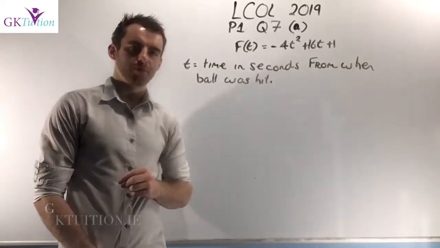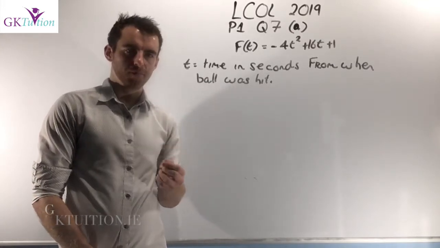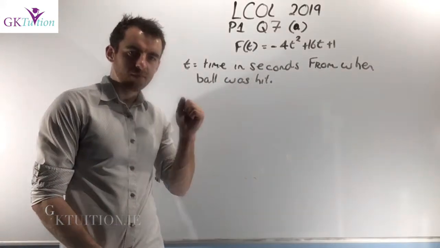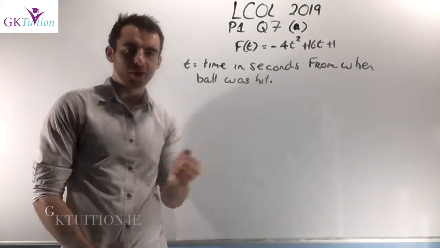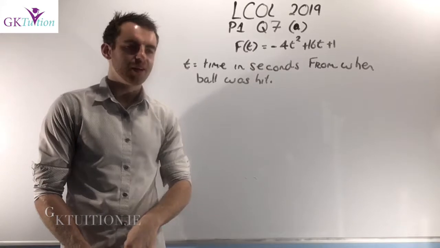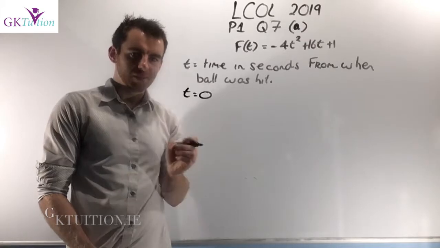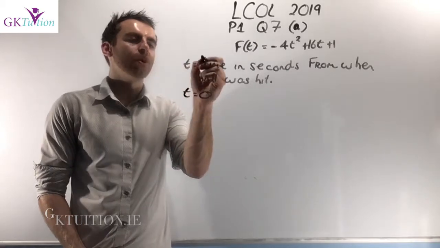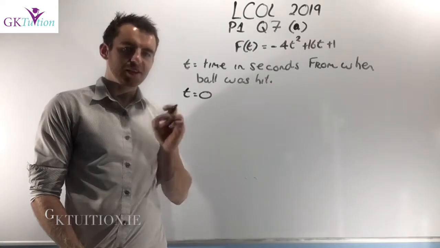Now that's the key to answering part A. We're asked to find the height of the ball when the goalkeeper hit the ball. T is the time in seconds from when the ball was hit. So obviously the moment we're looking for, what was the height the moment the ball was hit? The moment that the goalkeeper hit the ball. Clearly if T is the time in seconds from when the ball was hit, that means that the moment the ball was hit, T is equal to 0. Because when she hits the ball, it's 0 seconds from when the ball was hit. So because of the way they've described t, that means the moment she hits the ball, t is equal to 0. And that's going to allow me to find the height.